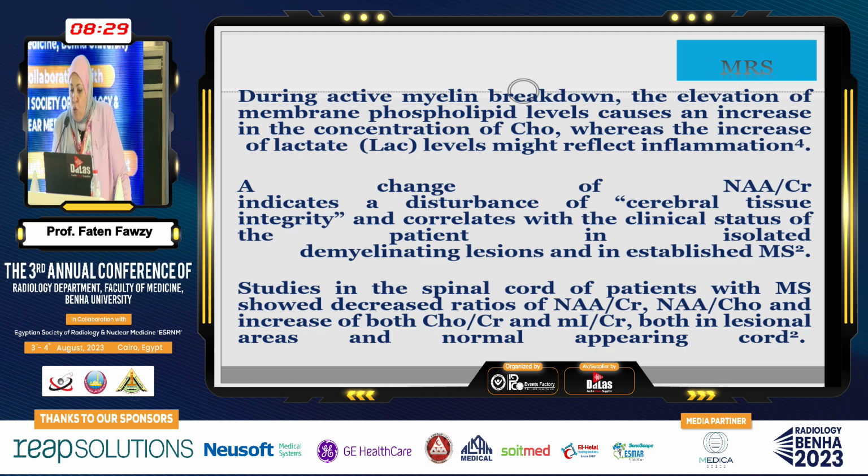Studies in the spinal cord of patients with MS showed decreased ratios of N-acetylaspartate creatine, N-acetylaspartate choline, and increased in both choline creatine and myoinositol creatine, both in lesions and in the normally appearing cord.